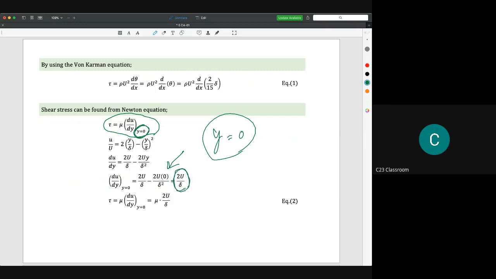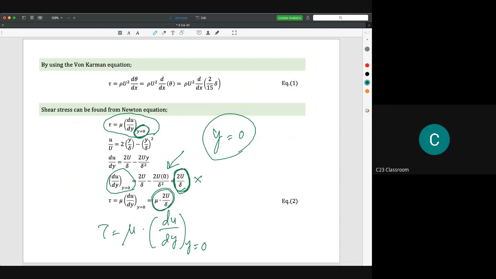So finally we get 2U over delta. And this is the most simple mistake made by students. Students assume that this 2U over delta is the value of tau. No, this is not the value of tau. This is only the value of du/dy at y equal to 0. So tau is equal to mu du/dy at y equal to 0. So you need to write it like this: mu times 2U over delta.